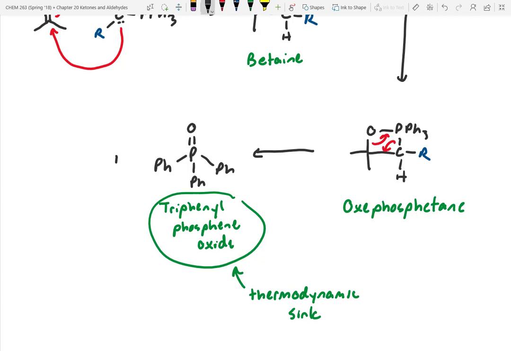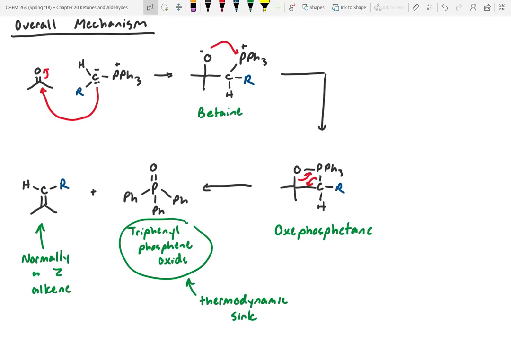Okay, and then our second product that we actually care about is this one, where we've now formed a double bond to a carbon. And like I said, this is normally a Z alkene. Does that make sense? So kind of a roundabout mechanism that involves that funky looking four-membered intermediate. All right, now we've got to practice this a bit more.